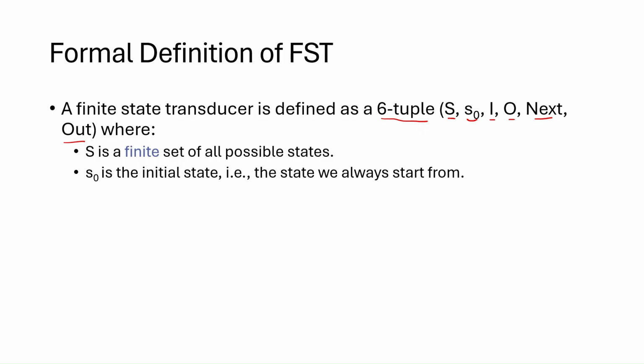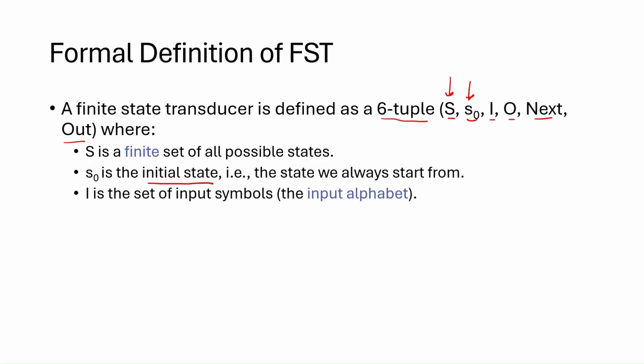S0 is the initial state, so we need to specify that because when we are processing an input stream, we need to know which state we need to start from. So that's the second part of the definition of a finite state transducer. We need to specify which state is the initial state of the machine. I is our input alphabet. Now, in the previous examples, our input alphabet was 0, 1, but it could be many other things.